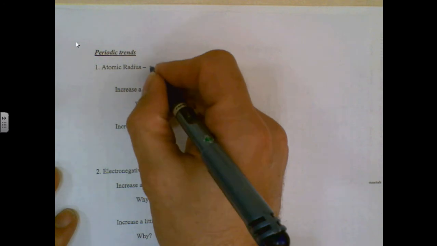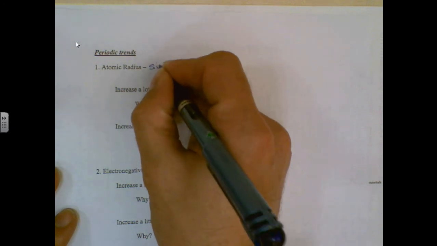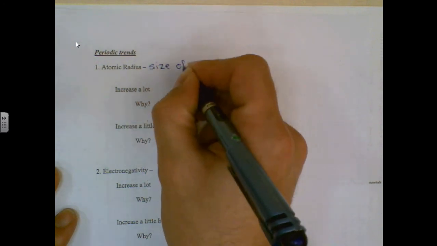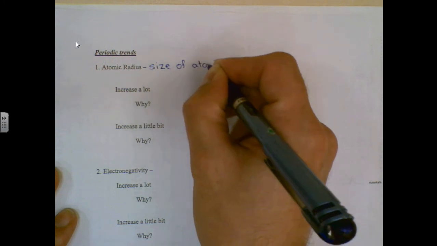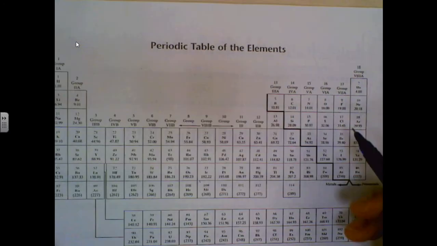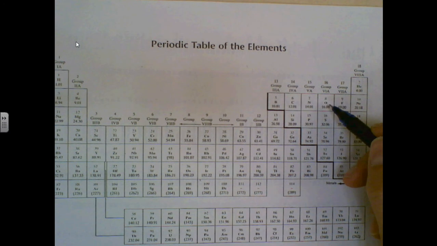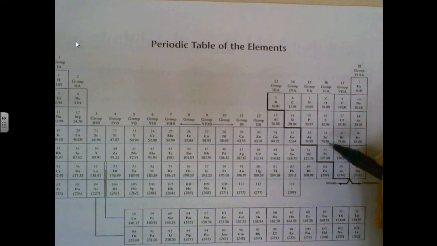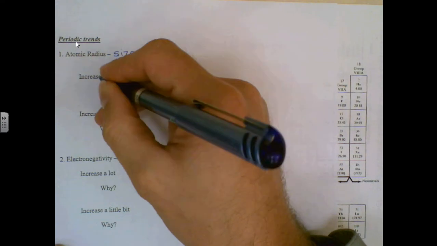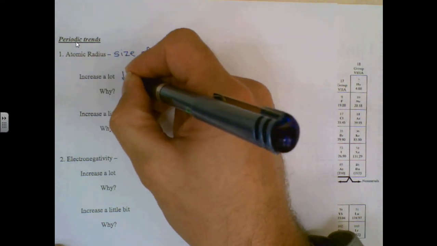Atomic radius is just the size of an atom. It's literally the distance from the center of the nucleus out to the outermost shell. As we look at the periodic table, this trend increases as you move down. So oxygen is smaller than sulfur, which is smaller than selenium, and so forth. So we can write that it increases as you move down.